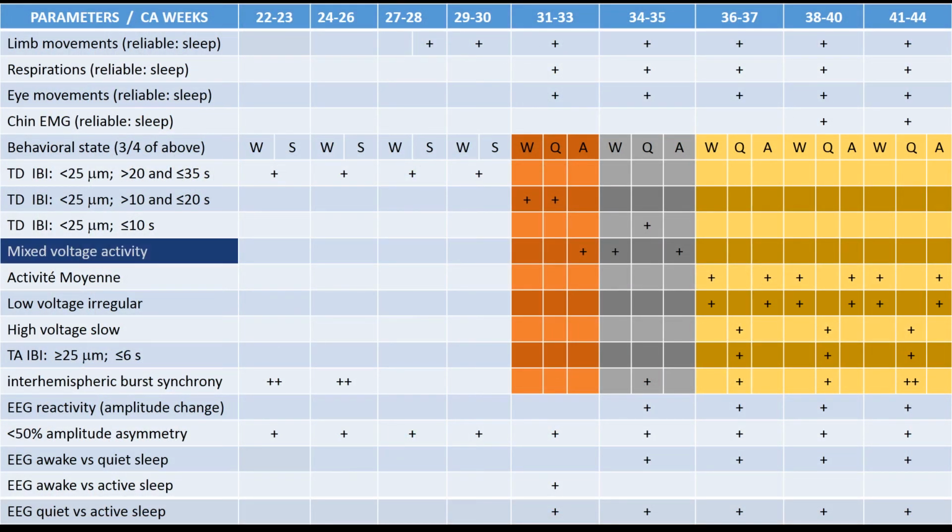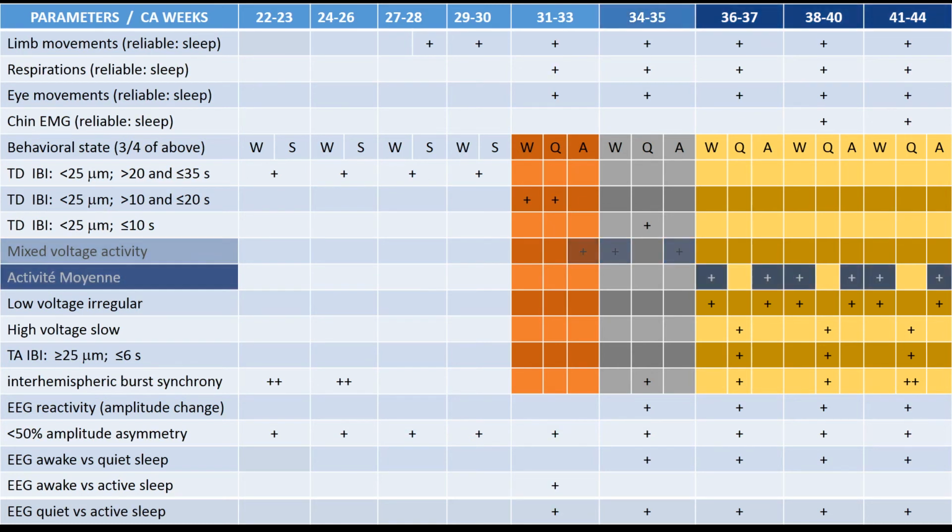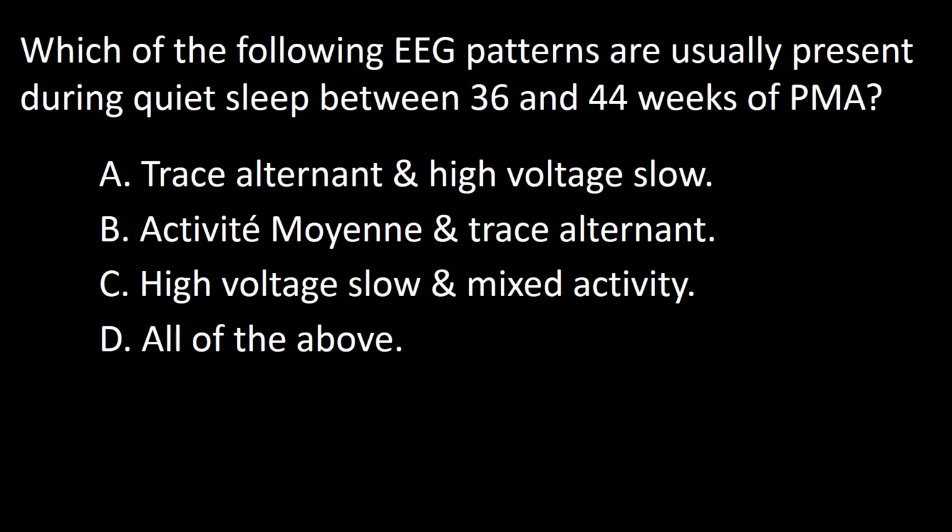As you can see, mixed voltage activity is present during active sleep from 31 to 35 weeks and during awake at 34 and 35 weeks. Activité moyenne, as we previously said, occurs during awake and active sleep between 36 and 44 weeks. So the answer to this question is A.